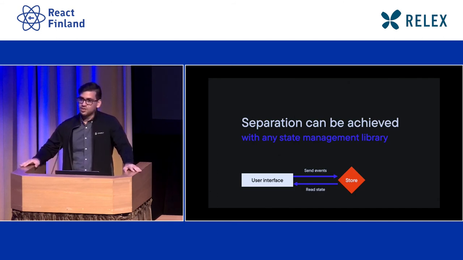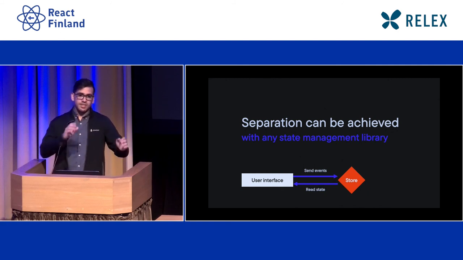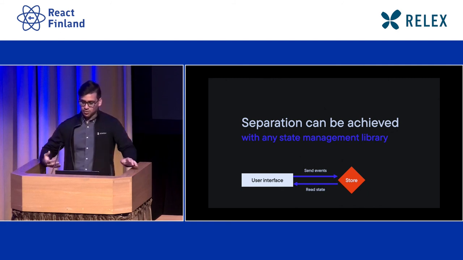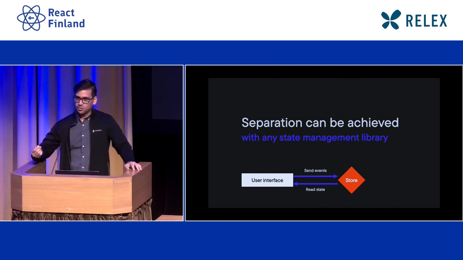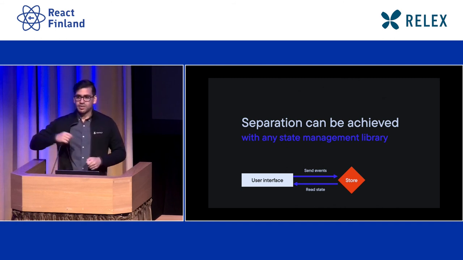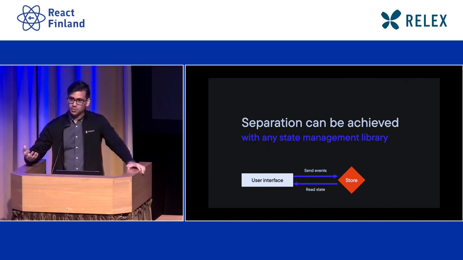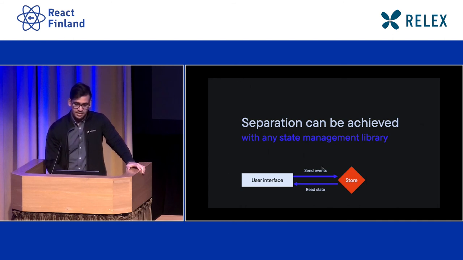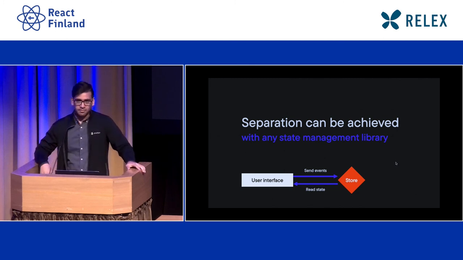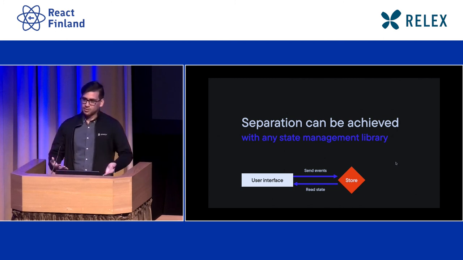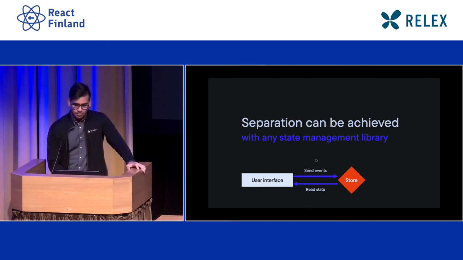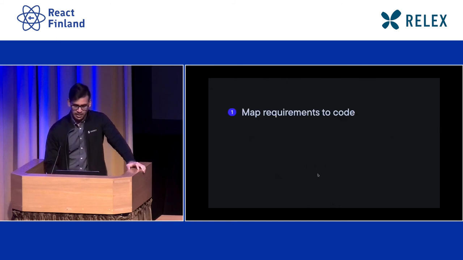So this separation can be achieved really with any state management library. Basically, you're separating your user interface from your store, and so you would send events to your store saying, the user did this thing, or this thing happened. And then from your store, you're just reading state, and that's it. I mean, there could be a lot of complexity in the user interface, there could be a lot of complexity in the store, but you could save yourself and your team from failing to understand the code by separating those parts of complexity and having a very clean way of communicating between the two.